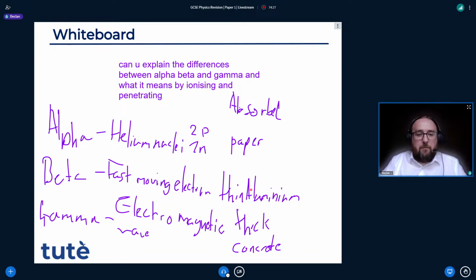Beta, the middle one, the moderate, it's middle range. Alpha, the shortest distance in air. Gamma, the longest distance in air. And beta, as always, in the middle. So I hope that helps.